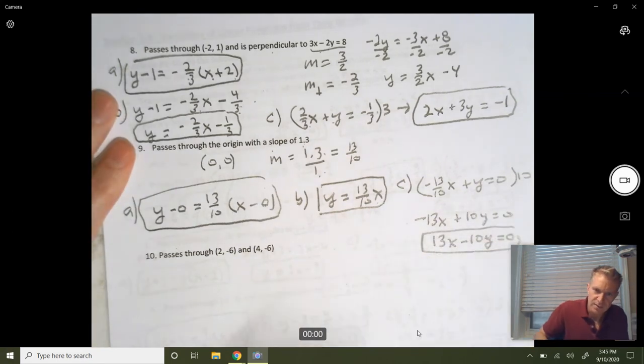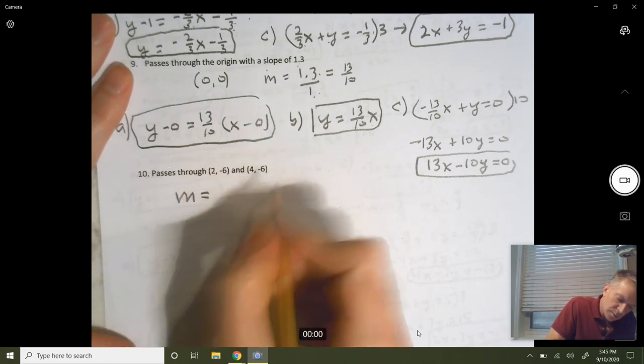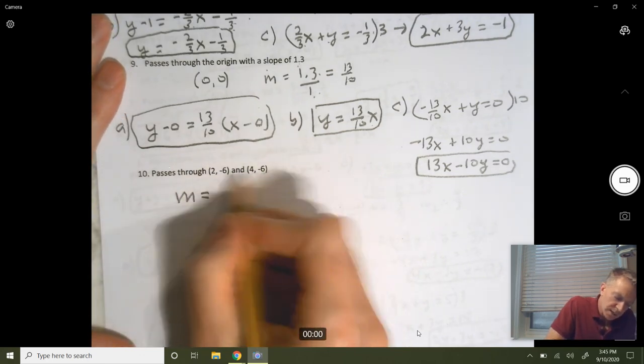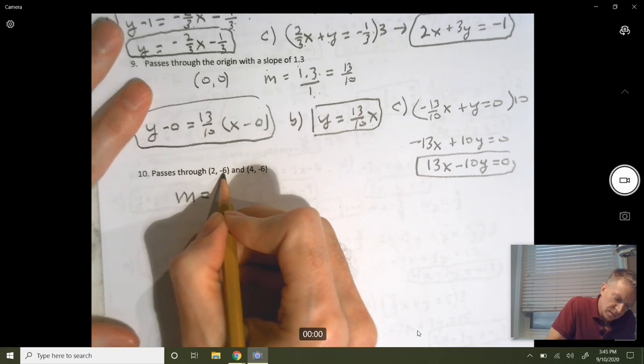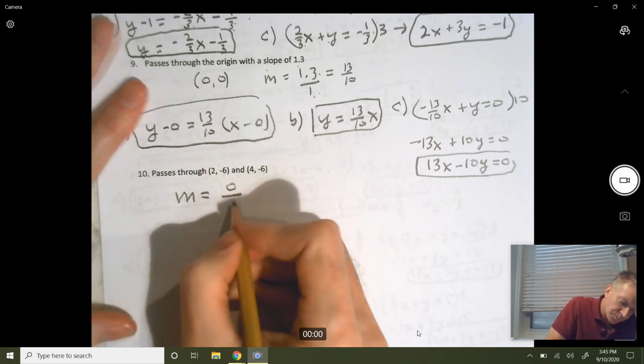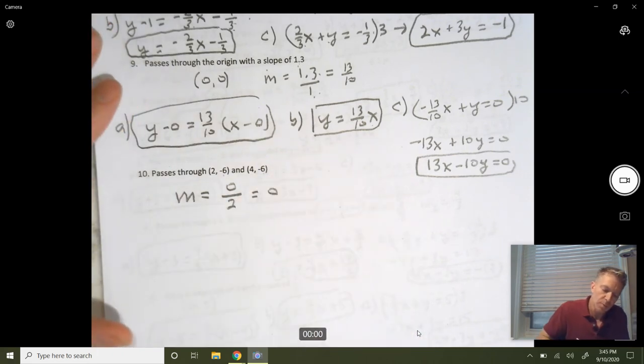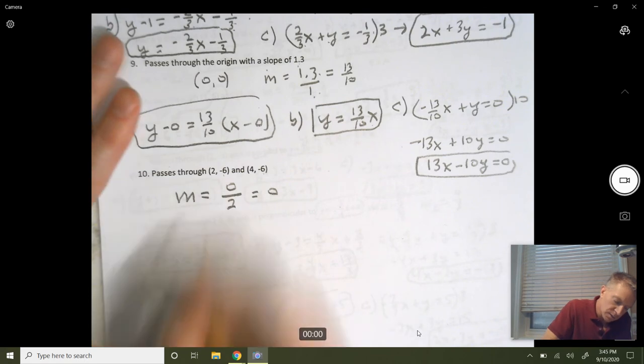And finally, passes through these 2 points. So your slope is going to be negative 6 minus a negative 6. So you get 0. In the bottom, you get 4 minus 2. It's 2. Okay. Our slope is 0. And remember, if your slope is 0, you've got a horizontal line.